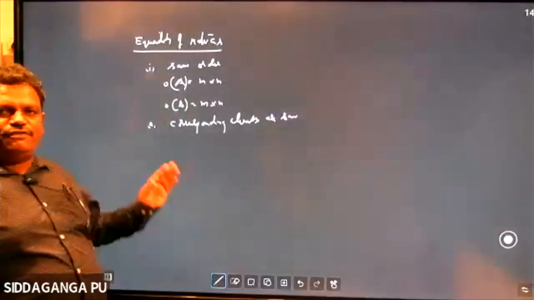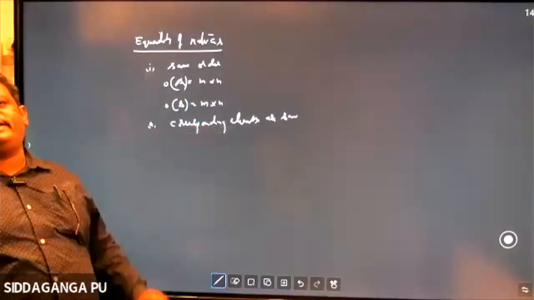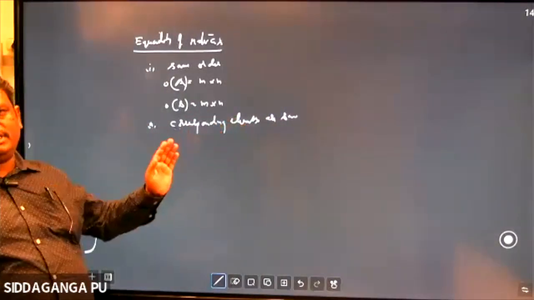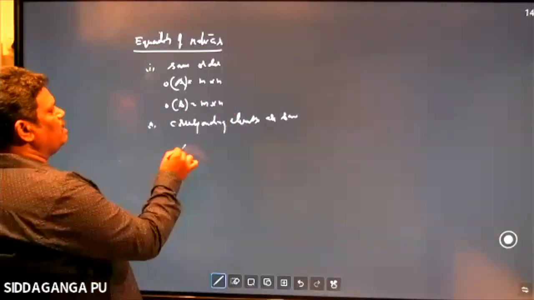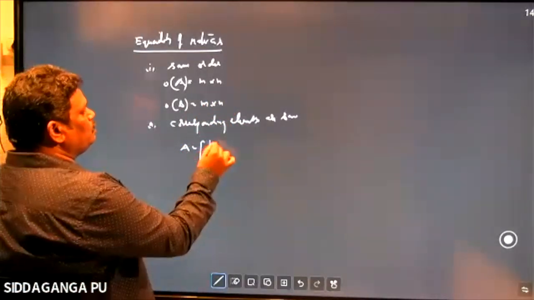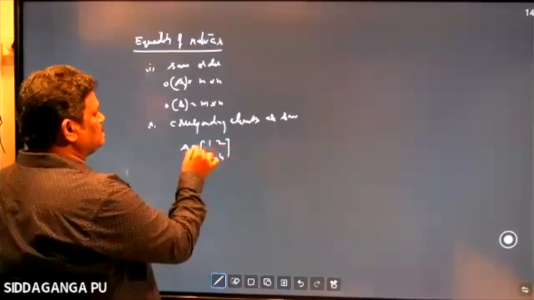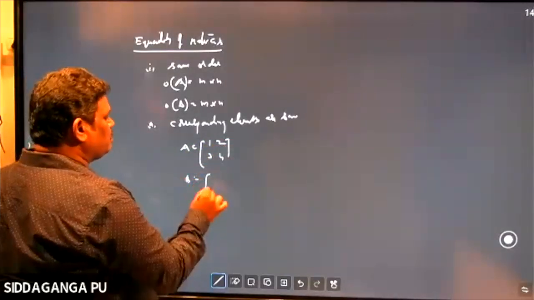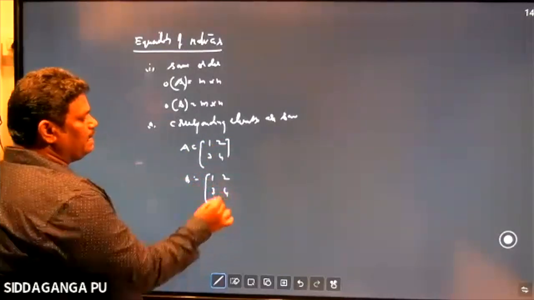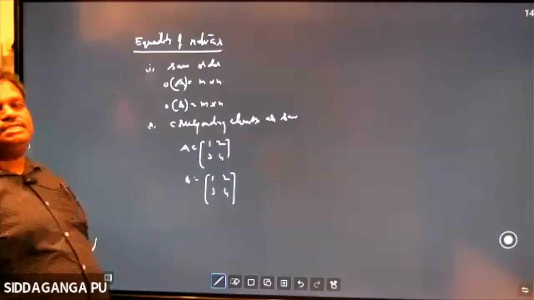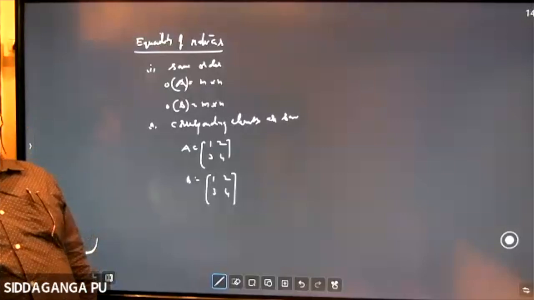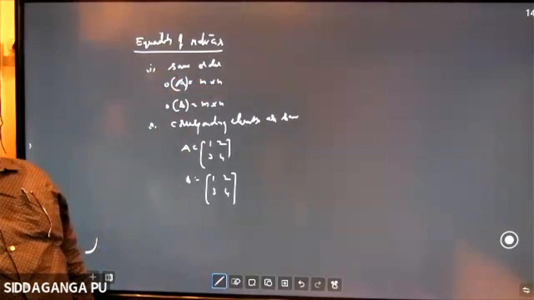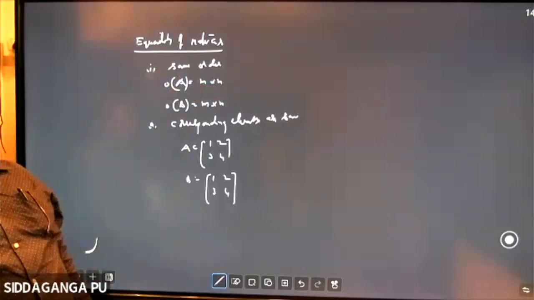Corresponding means what? The first element of the first matrix is equal to the first element of the second matrix, and the second element of the first matrix is equal to the second element of the second matrix. For example, we can take here 1, 2, 3, 4 in matrix A, and matrix B must also be written 1, 2, 3, 4 only. So now these 2 points are satisfied, and those matrices are said to be equal. First, the two matrices have the same order. After then, the corresponding elements are equal.